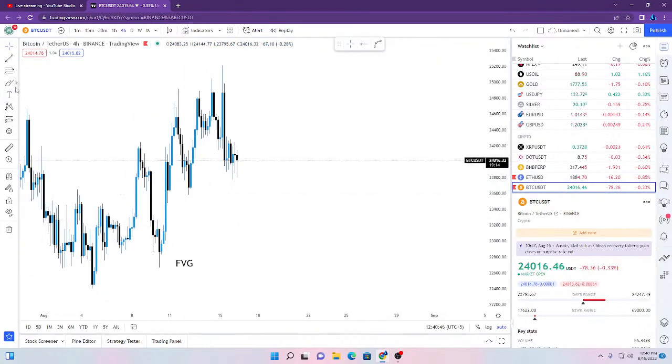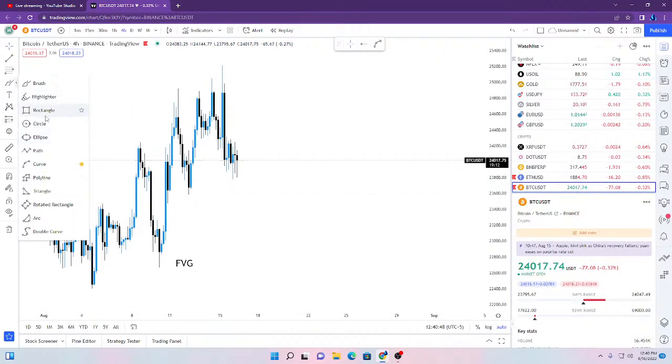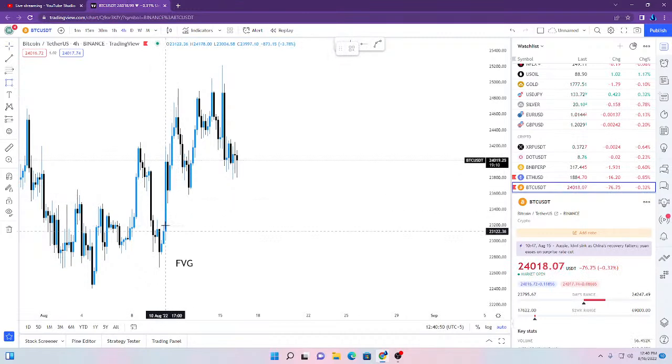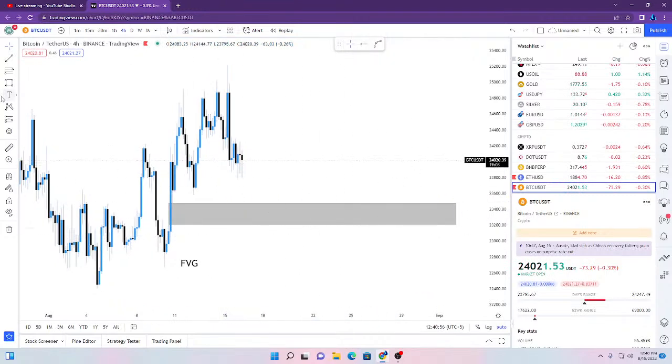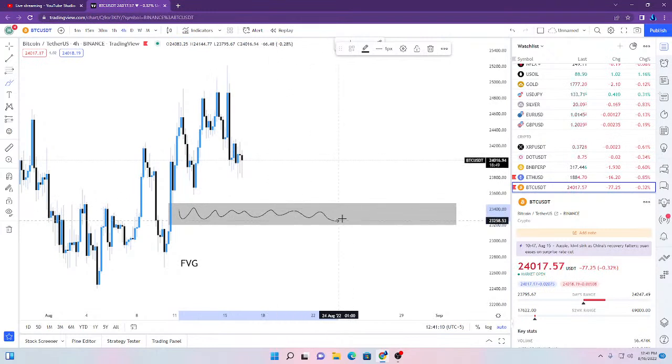A fair value gap is the distance, or you can say the leftover area, between two candles. For example, this candle wick and this candle bottom wick. This area is left unfilled. This is what you call an FVG, a fair value gap. What usually happens in major caps is they fulfill their FVGs, their fair value gaps, they fulfill all what they want, and then they pump again.